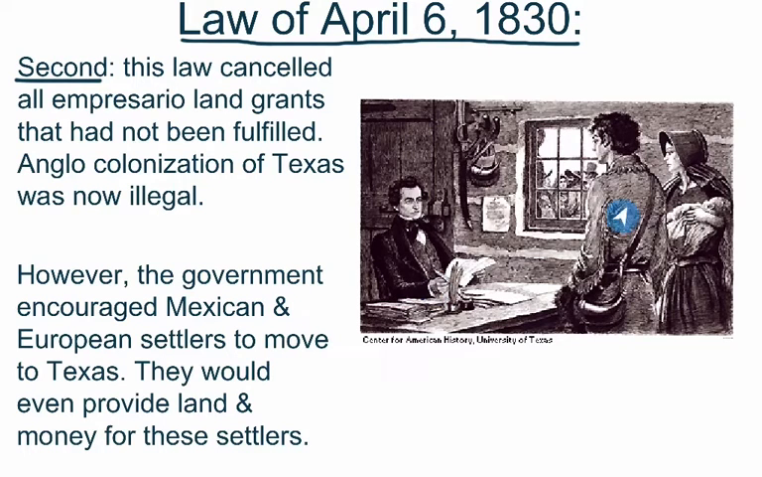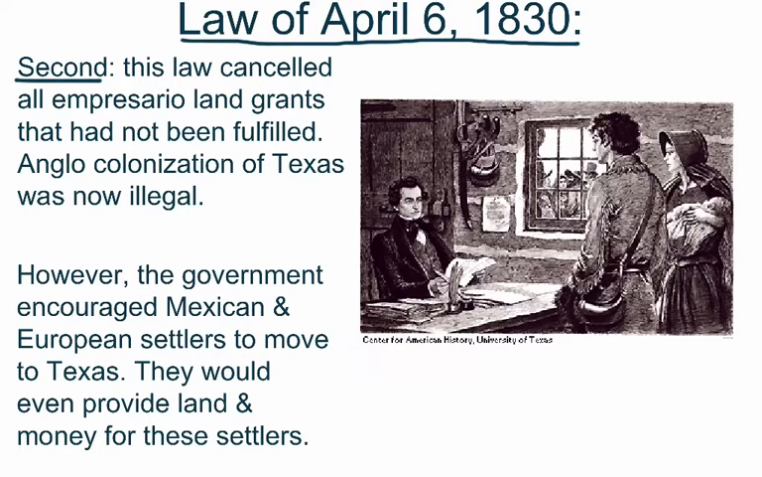And Anglo colonization of Texas was now illegal. Now, however, the Mexican government says we still need to put people up there in Texas y Coahuila. So the Mexican government encouraged Mexicans who live in the interior of Mexico, and European settlers, to move to Texas. They were trying to encourage them to come to Texas.